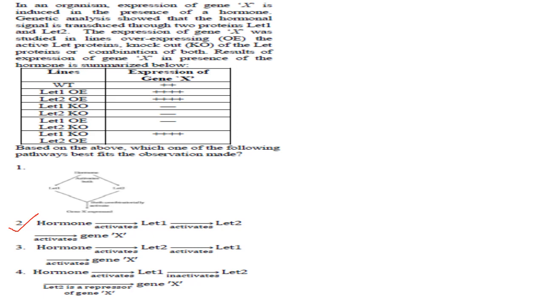So if LET1 is overexpressed, expression of gene X is there. LET2 is overexpressed, expression of gene X is there. If LET1 is knocked out, no gene expression. If LET2 is knocked out, no gene expression. LET1 is overexpressed and LET2 is knocked out, no gene expression. If LET1 is knocked out and LET2 is overexpressed, there is gene expression.